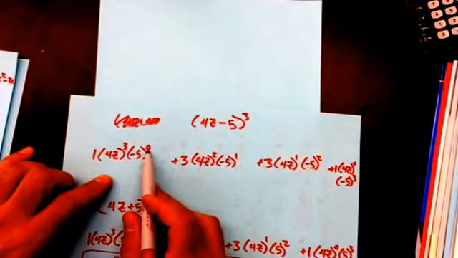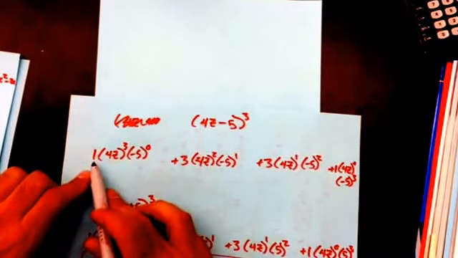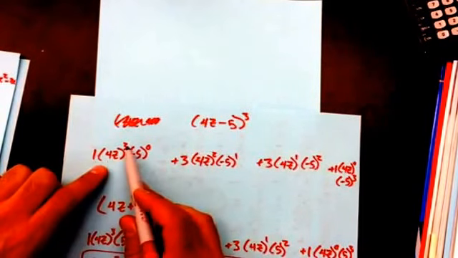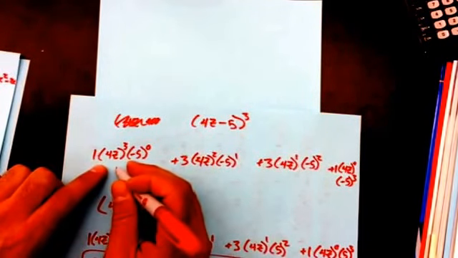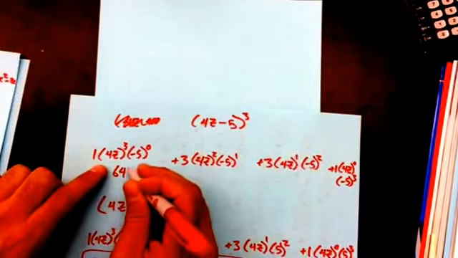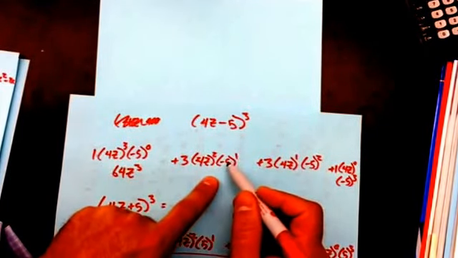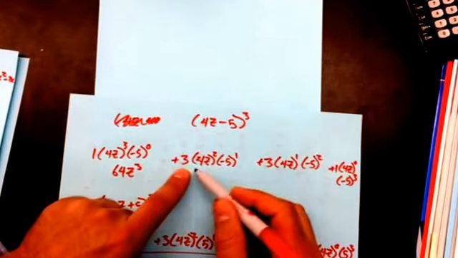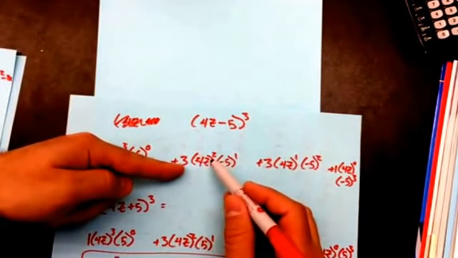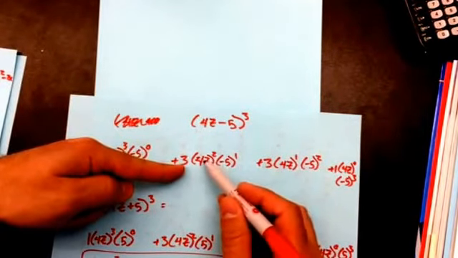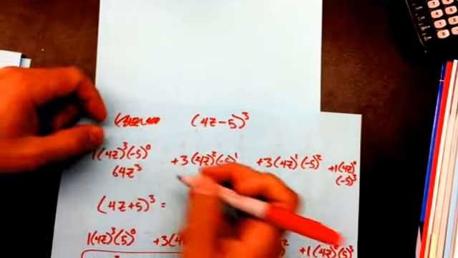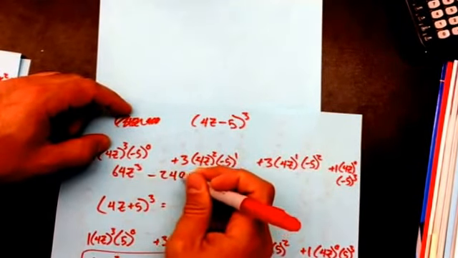So negative 5 to the power of 0 is still 1. Times 1 is still 1. 4z to the power of 3 is still 64z to the third. So that gives me 64z to the third. Negative 5 to the power of 1 is negative 5. Times 3 is negative 15. 4z squared is going to be 16z squared. So 16 times negative 15 is going to give me negative 240z squared.